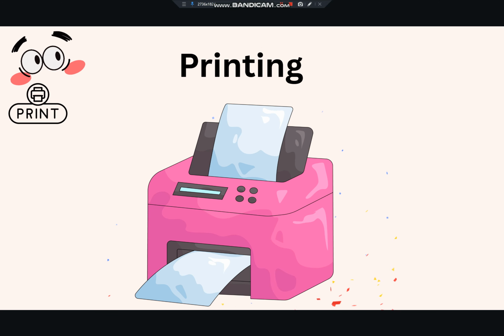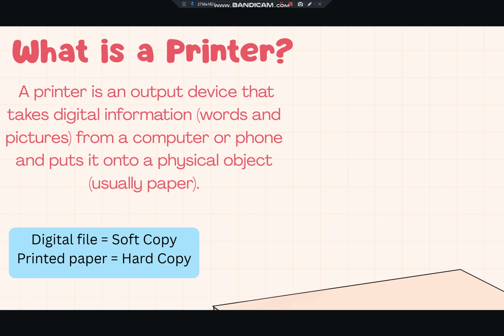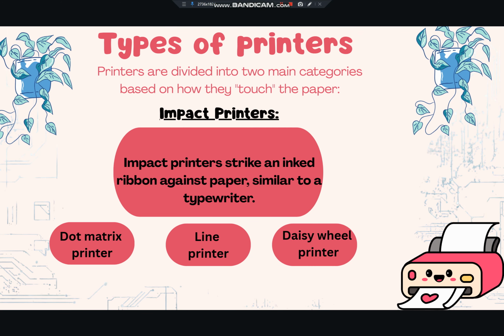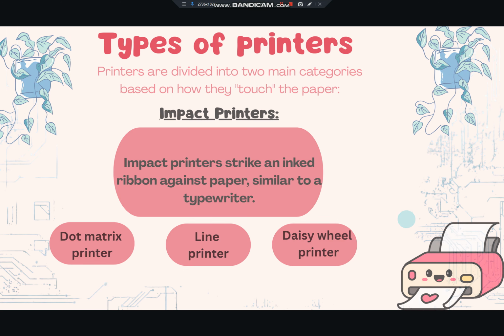In simple terms, a printer is an output device which takes soft copy, the digital data on your screen, and converts it into a hard copy, the physical paper that you can touch and hold. Printers can be divided into two main categories, and the first one is impact printers. They strike an inked ribbon against paper, similar to a typewriter. It is of three types that we are going to explore soon.